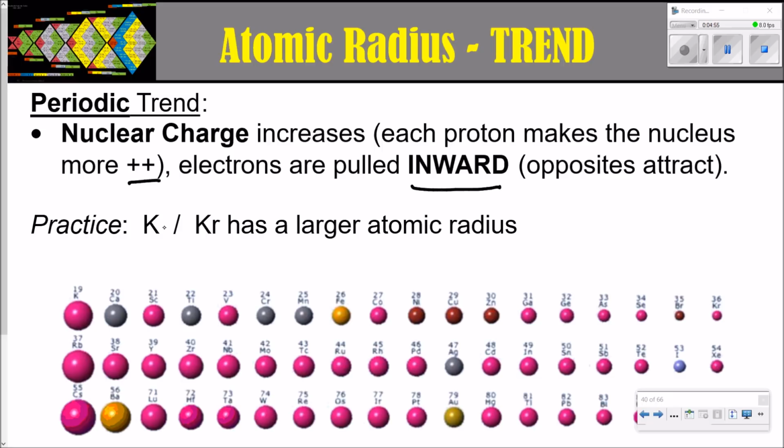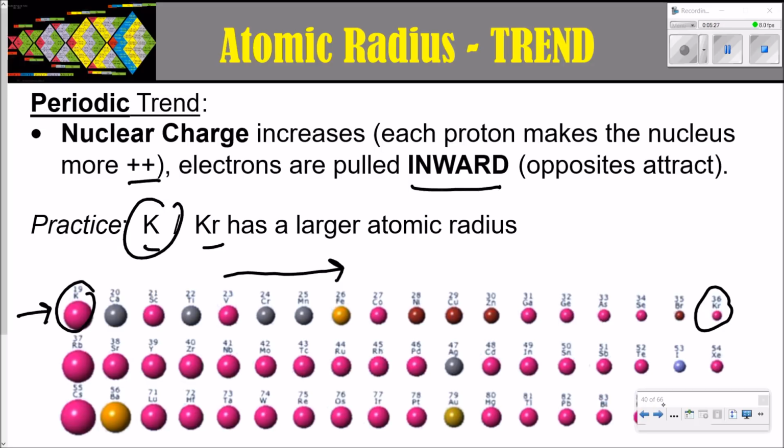Looking at this practice, we have potassium and krypton. Looking at your periodic table, potassium and krypton are on the same energy level. Potassium is an alkali metal, and krypton's over here as a noble gas. They're on the same energy level, but as you move across that energy level, you're adding more protons. Therefore, you're increasing the Z-effective nuclear charge. So those electrons are getting pulled closer to the nucleus, which is making the atom smaller and making the atomic radius smaller as you move towards krypton. So potassium is going to have the larger atomic radius.